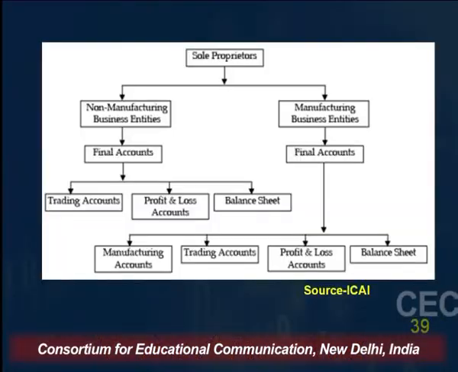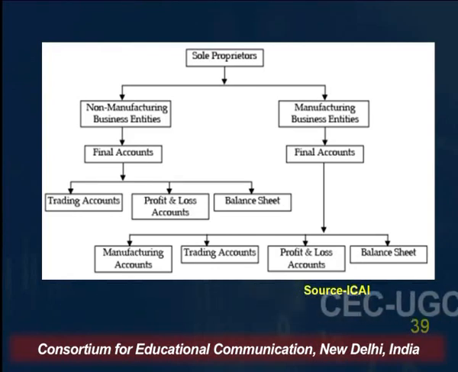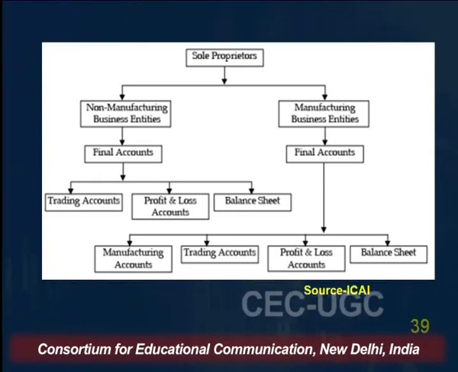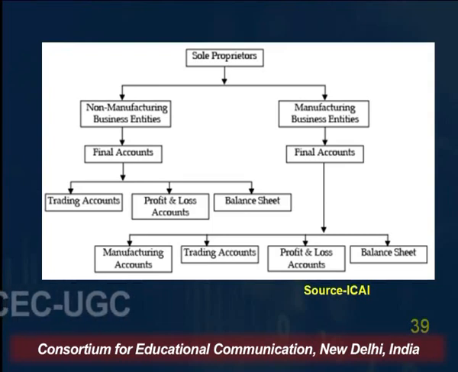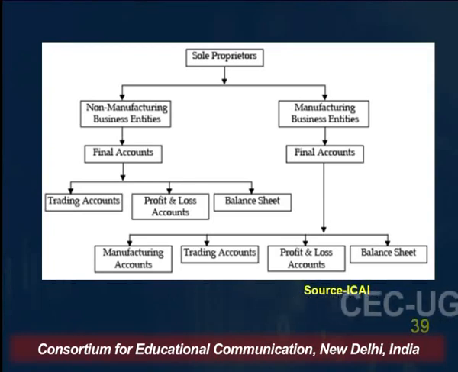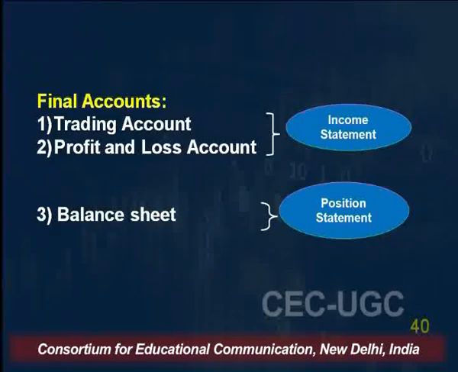The final accounts for manufacturing business entities, those involved in the manufacturing of a product, are manufacturing account, trading account, profit and loss account, and balance sheet. The final accounts prepared by non-manufacturing business entities are trading account, profit and loss account, and balance sheet. So basically, one additional account, the manufacturing account, is prepared by manufacturing entities along with the trading account, profit and loss account, and balance sheet.